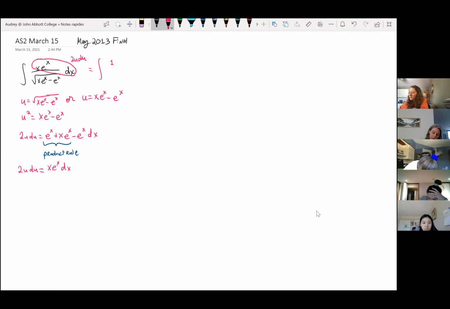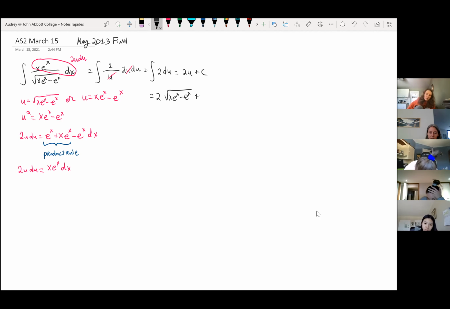So we're going to have that this is equal to 1 over that whole square root, that's u, times 2u du. And notice the u's cancel out. So this is actually just the integral of 2 du. What's the integral of 2? Nothing. That would be the derivative. Oh, I'm thinking backwards. Yes. So we actually tack on just a u. And then we'll end up with 2 times the square root of x e to the x minus e to the x plus c.